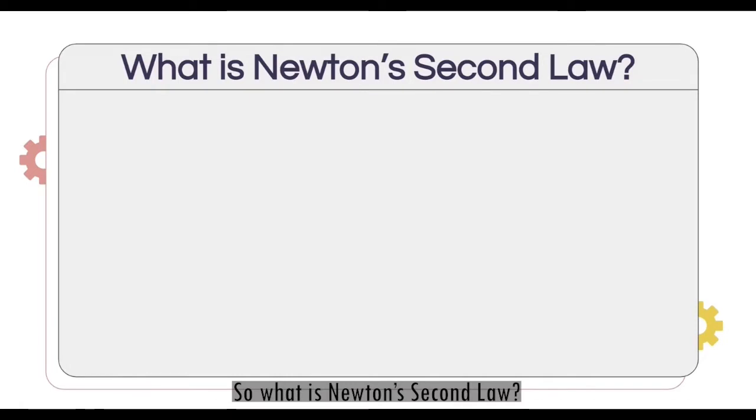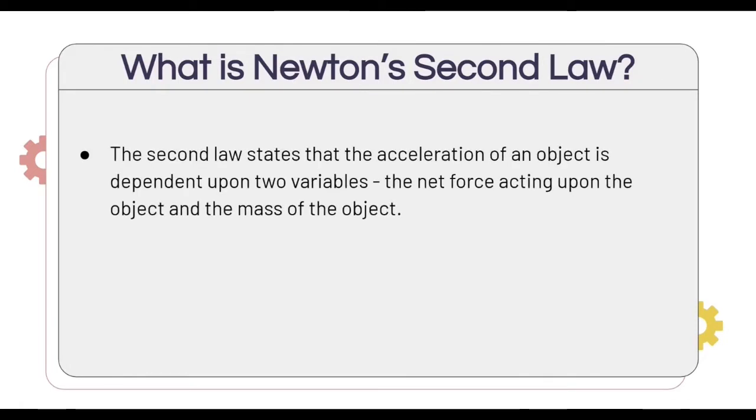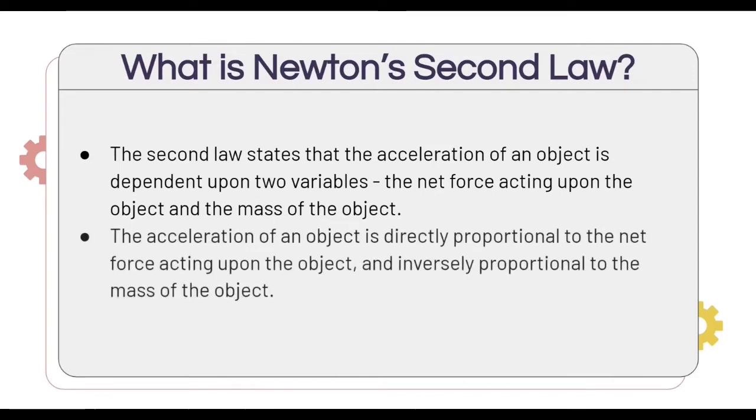So what is Newton's second law? The second law states that the acceleration of an object is dependent upon two variables, the net force acting upon the object and the mass of the object, and that the acceleration of an object is directly proportional to the net force acting upon the object and inversely proportional to the mass of the object.